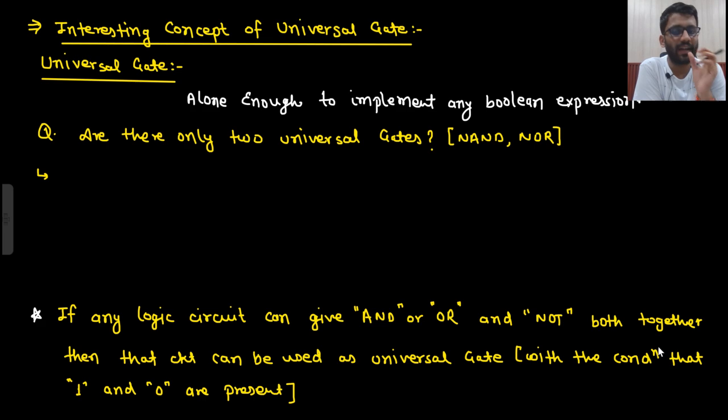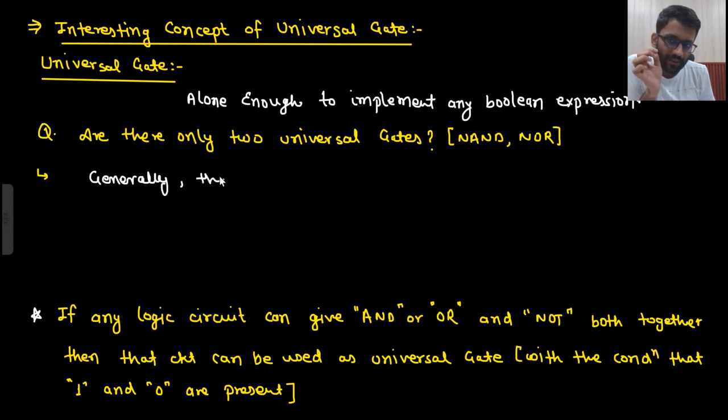Now the question is, are there only two universal gates? So fundamentally your answer should be that generally there are only two universal gates. So what you will say if this question is asked to you, are there only two universal gates? You will say generally there are only two universal gates, which are NAND gate and NOR gate.